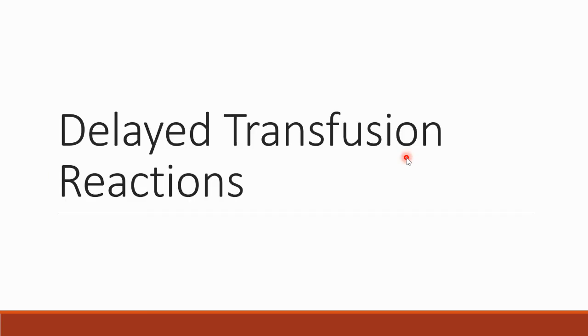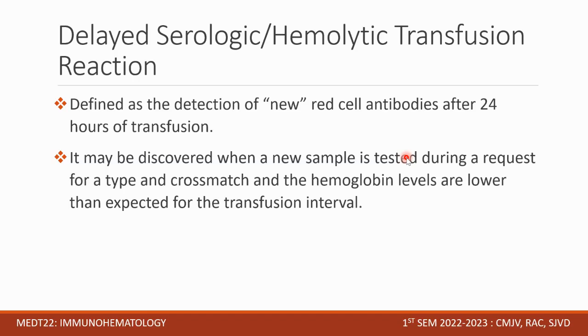Let's proceed with delayed transfusion reactions naman. Okay? So first, we have delayed serologic or hemolytic transfusion reaction. Okay? This one is defined as the detection of new red cell antibodies after 24 hours of transfusion. Okay? New red cell antibodies. Okay? So, it may be discovered when a new sample is tested during a request for a type and cross match and the hemoglobin levels are lower than expected for the transfusion interval.